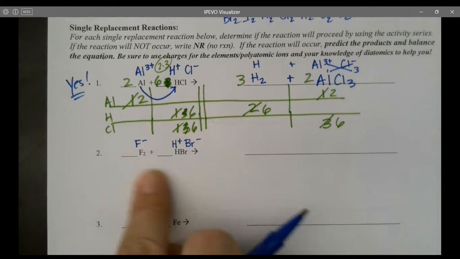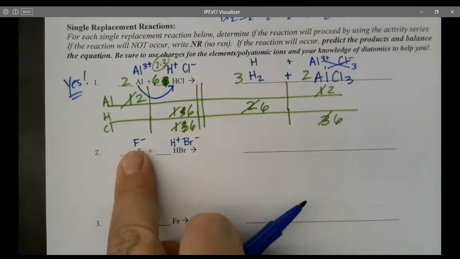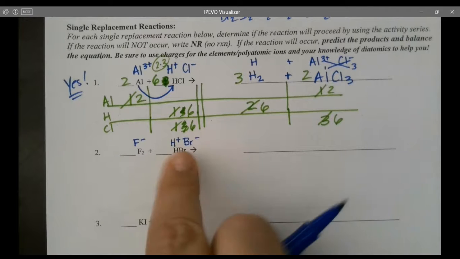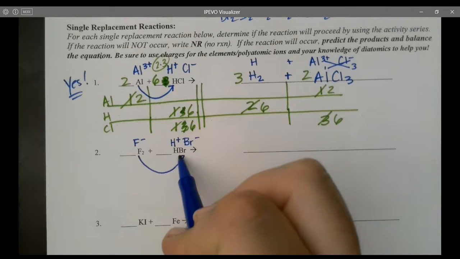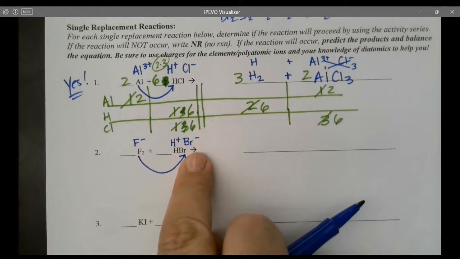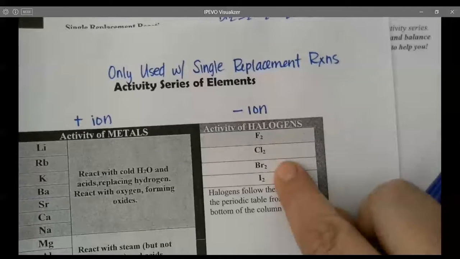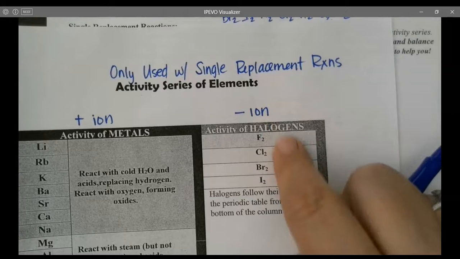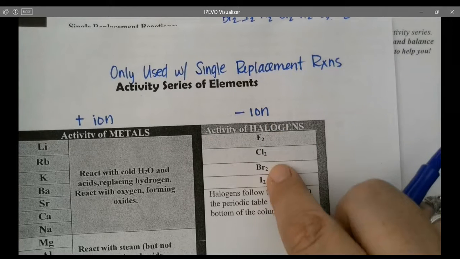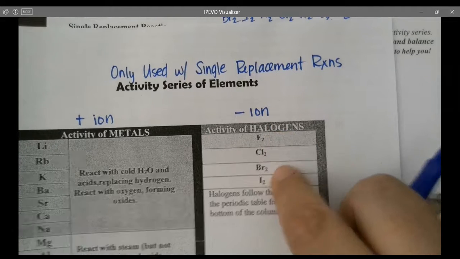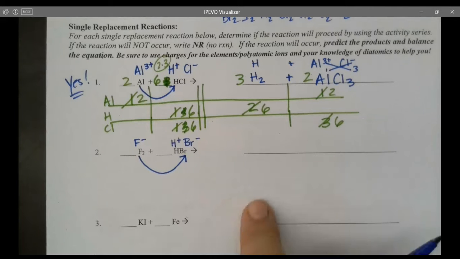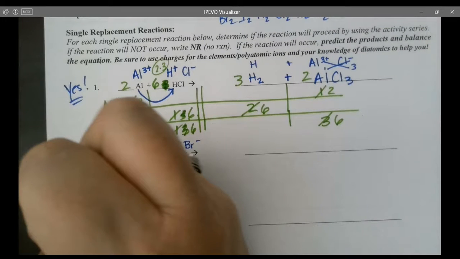Okay? So now when I look at this, I can see that fluorine is a negative, and it's going to want to replace the other negative. So it's going to come in here and try and kick out bromine. But can it do it? So now I got to go to my activity series, and I have to find fluorine and bromine in my negative ion column. And fluorine is above bromine, which means it's more active than bromine, and it can kick bromine out. So this is a yes.